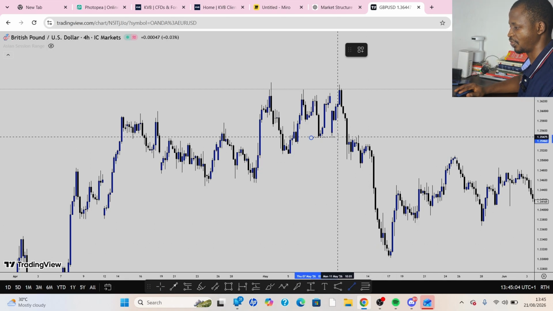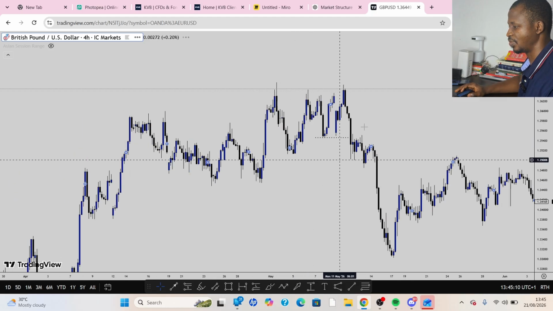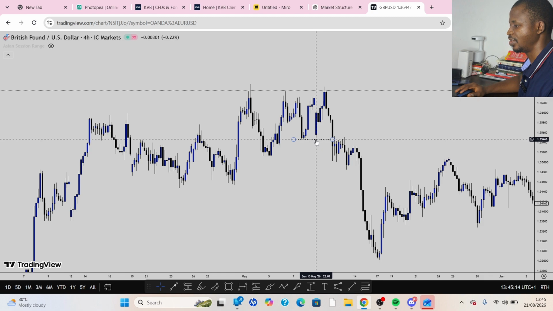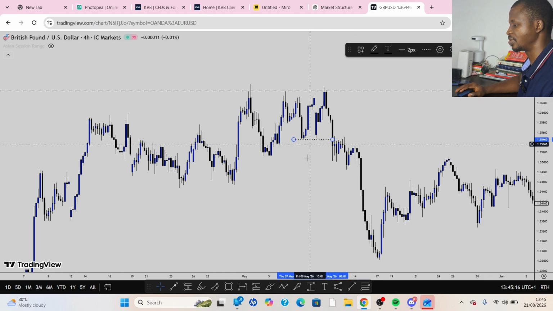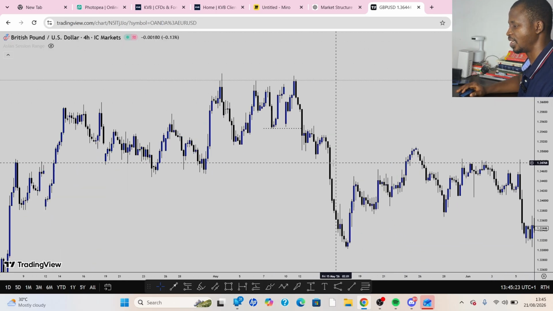Or the market structure shift happens here. You understand? The moment it breaks this level towards the downside, it was a nice confirmation for you to go for the entry. If you don't want to go from this place, you can equally use the upper side of the candle, you understand? And look, the market pushed towards the downside.